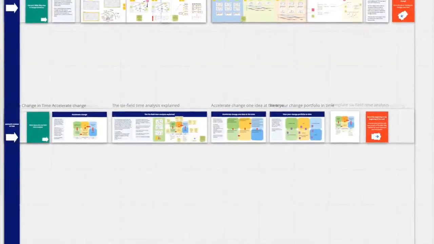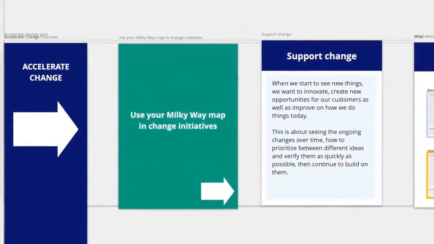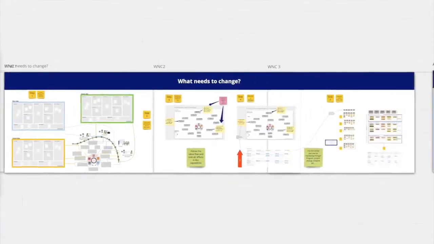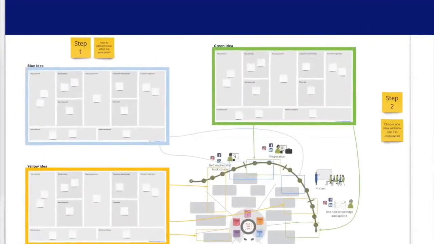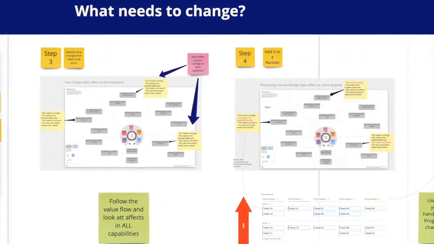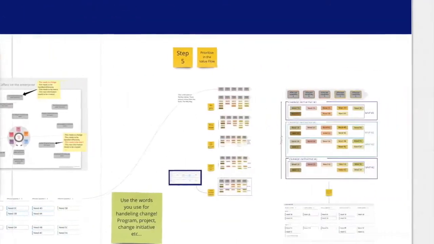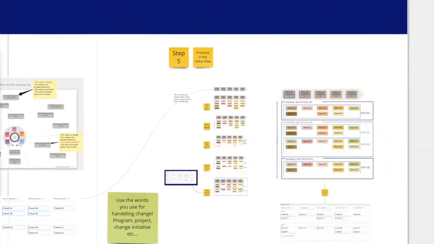In the fourth part, Accelerate Change, is when you truly see the magic happen. With the insights from your map and your different overlays, it is now time to do something about it. It is time to start to use your Milky Way map in change initiatives. Here you find examples of analysis you can do in order to follow an idea and how it affects your enterprise, into the changes that need to be done, and prioritize among these, and divide these into smaller chunks of change packages.